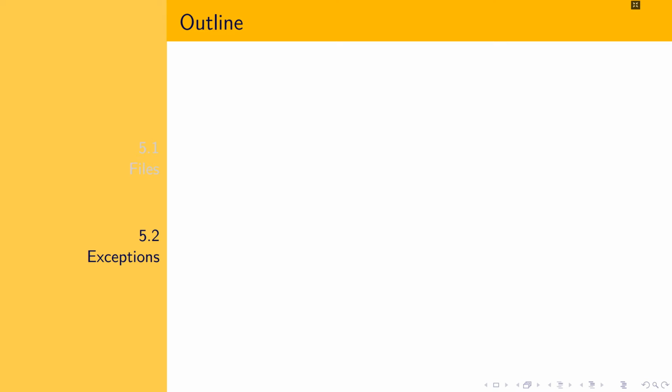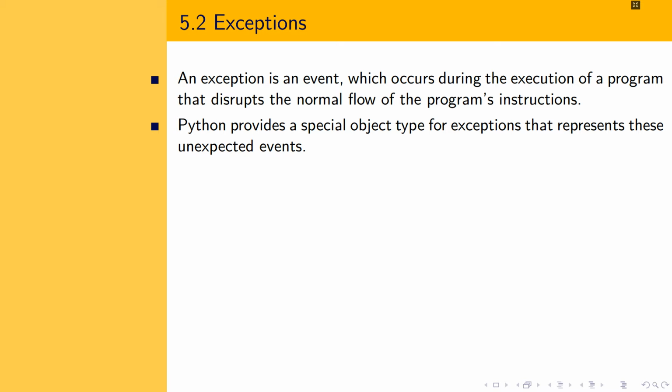Let's move on to the final part of this lecture, exception. So what is an exception? An exception is an event which occurs during the execution of a program that disrupts the normal flow of the program instruction. In general, when a Python script encounters a situation that it cannot cope with, it raises an exception and stops the execution immediately.